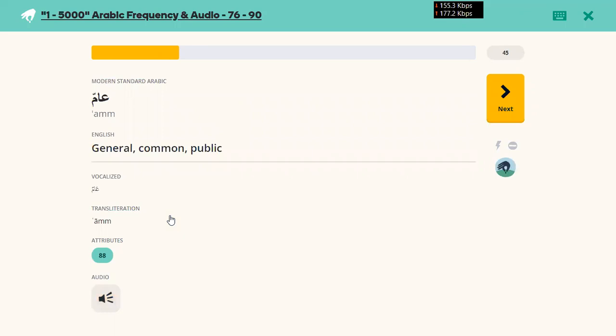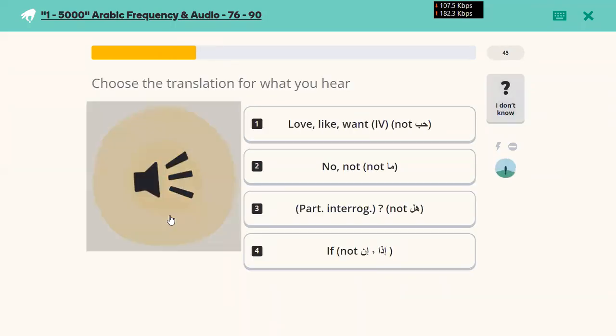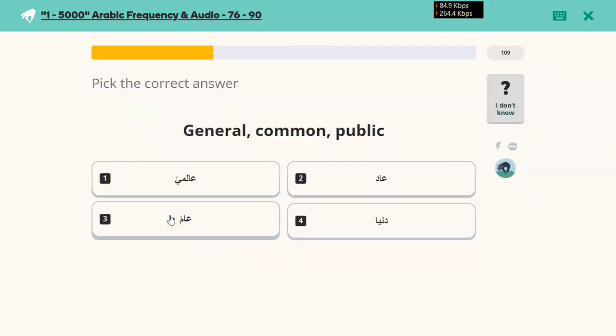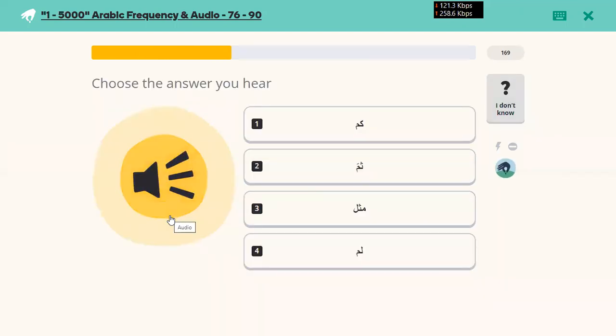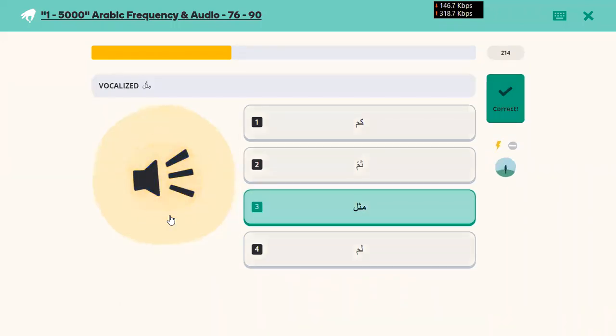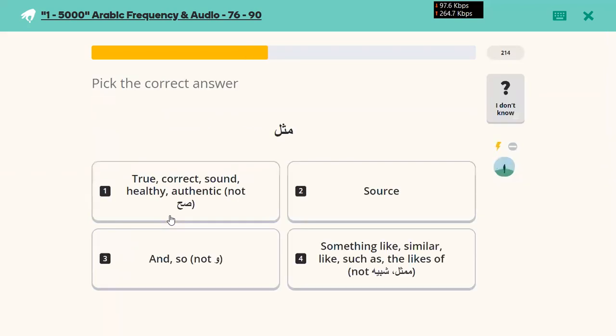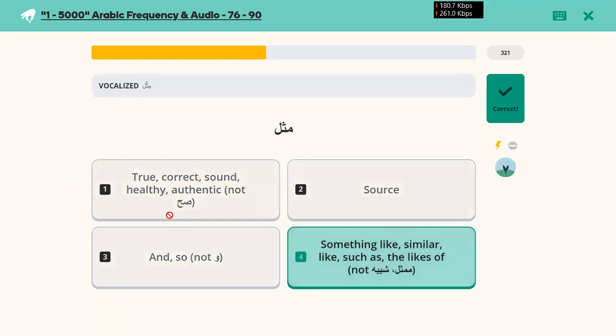Year, sal. Low, if not, no. Four-one, general, so am. Am, mithl al-amthal. Mithl, third number, ism, asma. Mithl, something like, similar like. So fourth number, amthal, fourth.